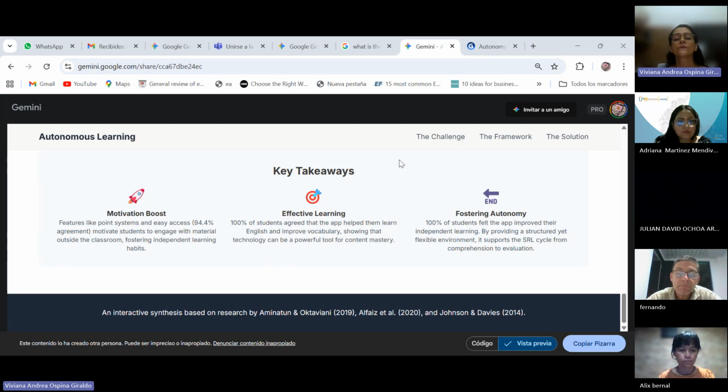It's also important to look for effective learning. When we think of students, 100% of students agree that this app, looking at the Mesmerize app, the other article, helped them learn English and improve their vocabulary. When we talk to students that use language learning apps, they all say that they improve vocabulary. So let's think about Duolingo, let's think about Beehive, these apps that teach English.